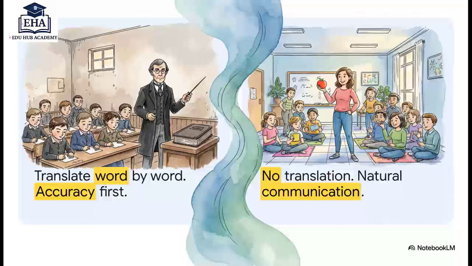But then, in a flash, the room vanishes again. Now he's in a completely different vibe, the direct method. It's bright, it's full of pictures. The teacher holds up an apple and asks, "What is this?" And the students naturally just reply, "It is an apple." No translation allowed at all. It's all gestures in English. One student actually laughs out loud and says, "We are learning English by using English."